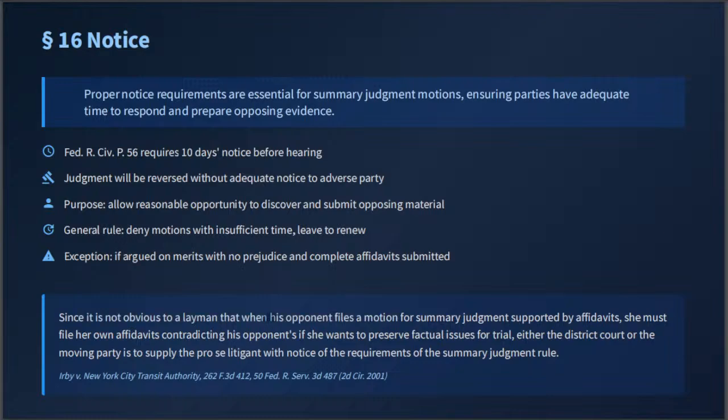So, the fact that since it is not obvious to a layman that when his opponent files a motion for summary judgment supported by affidavits, that she must file her own affidavits contradicting the counter affidavits, his opponent's, if she wants to preserve factual issues for trial. Either the district court or the moving party. Oh, look at this. Either the district court or the moving party is to supply the pro se litigant with notice of the requirements of the summary judgment rule. Key ruling here. Let's continue.